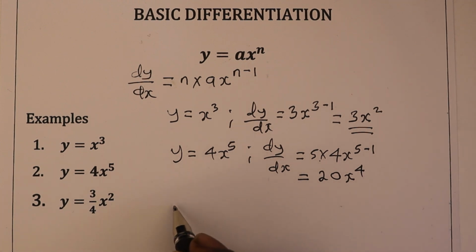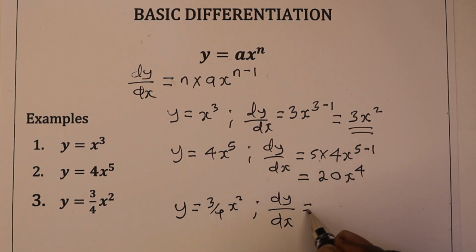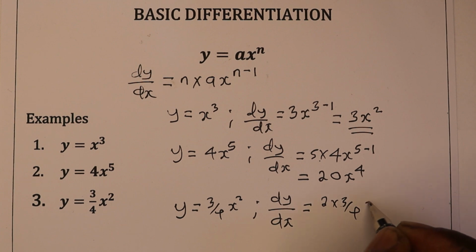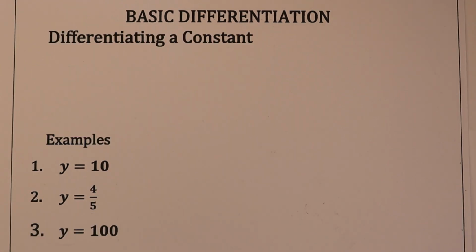Then for this other example, example 3, y is equal to 3 over 4 x raised to power 2. In this case, dy dx will be given by 2 times 3 over 4 times x raised to power 2 minus 1. So this is 3 over 2. If you simplify that, we get 3 over 2 times x raised to power 1, which is just the same as x. So let us look at more examples.